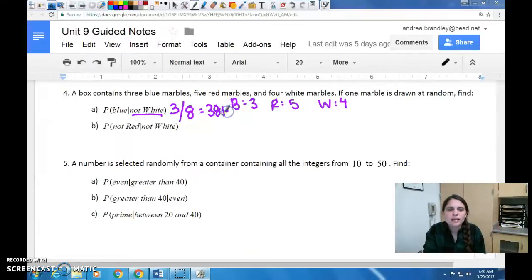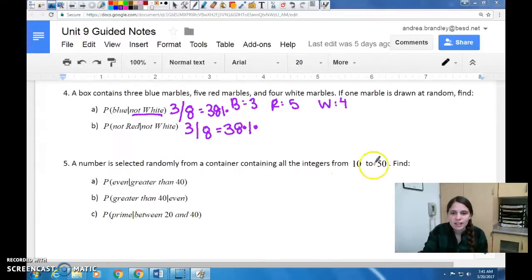Then we'll look at the second one, the probability that it's not red, given that it's not white. Again, we're ignoring our white marbles, and we want the probability that it's not red. Well, if it's not red, it has to be blue, because those are the only options, and there's 3 blue out of 8 that are not white. So these are actually asking for the same thing, just using 2 different ways of asking.